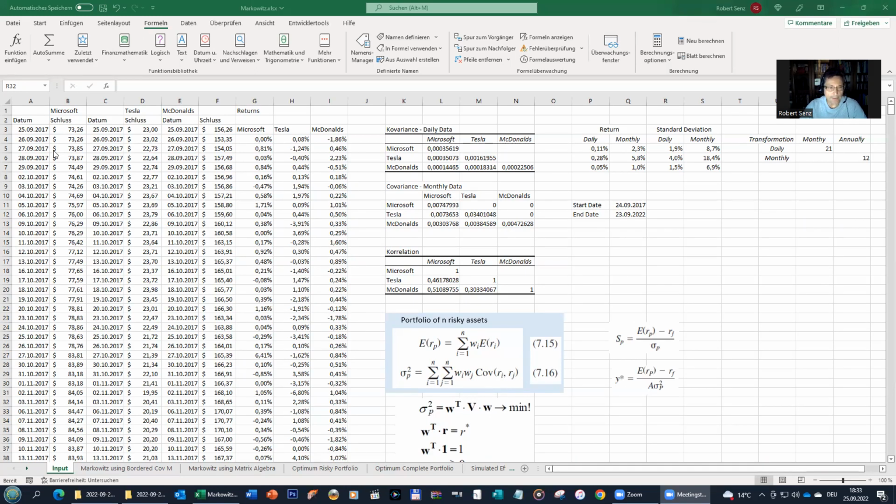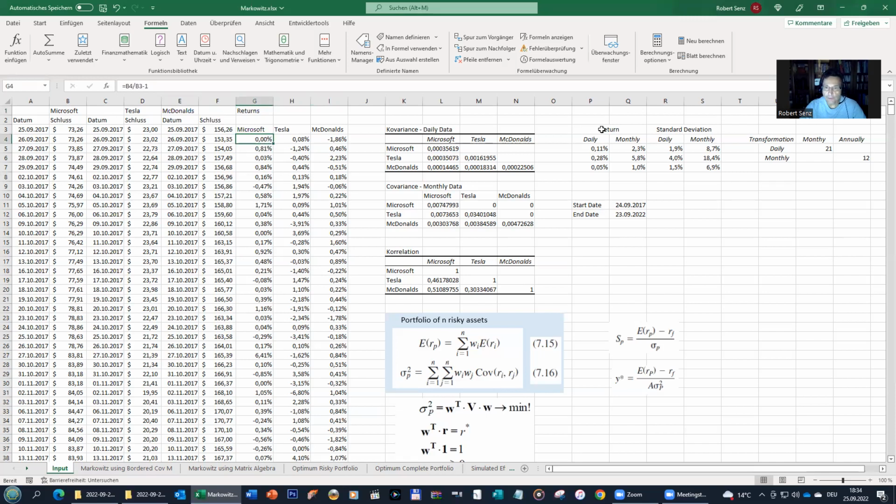You can see here the so-called input spreadsheet. The input sheet obviously consists of 3 time series: Microsoft, Tesla, and McDonald's. You can see it's daily data, 25th of September, 26, 27, 28, 29, and it's 5 years, starting 5 years ago. And here in those columns, GHI, are calculated daily returns. Simple daily return, as you know.